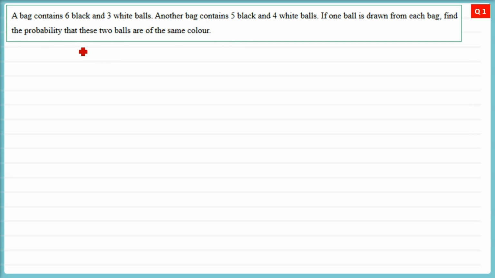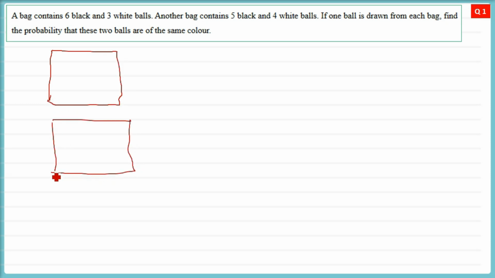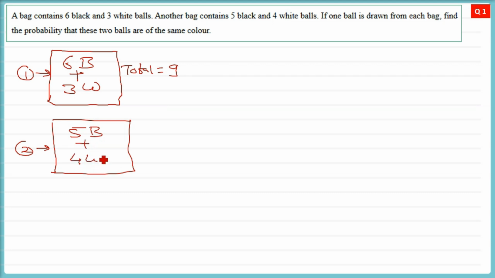So in order to understand this, let's make a figure. This is our first bag. This one is another bag. So we have 6 black and 3 white balls here. How many in total? 6 plus 3 is 9. Let us call the first bag as 1, second as 2. In the second bag, it is given in the question 5 black and 4 white balls are present. The total in the second bag also counts to 9.